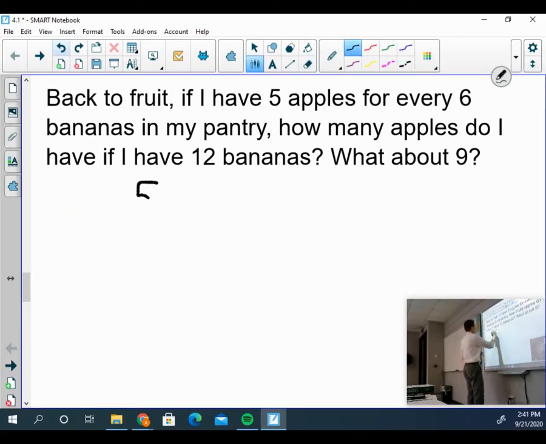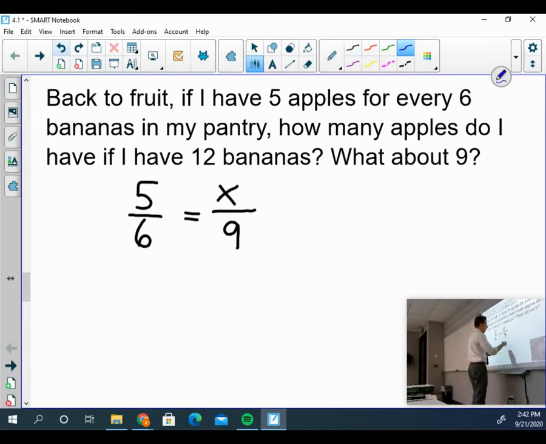Again, I have 5 apples for every 6 bananas. What if I have 9 bananas? It's the same problem, except now I'm just going to multiply by 9. Please notice that when my bananas are on the bottom, my bananas stay on the bottom for the second side of the equation. My apples are on top, they're on top for the second side. Make sure you maintain that consistency.